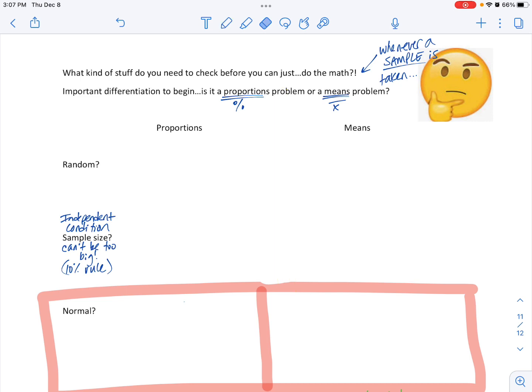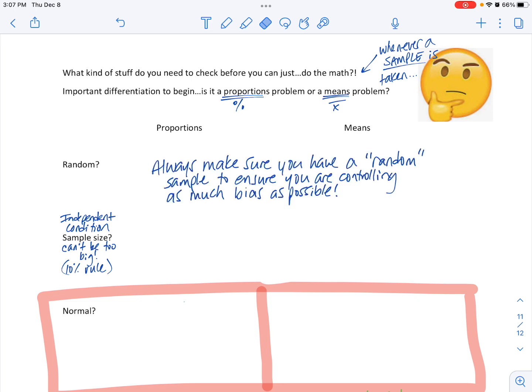But anyways, what I have is we need to first check to make sure it's random. Okay, always make sure whether it is a proportions problem or a means problem, no matter what, we have to make sure we have a random sample. We got to control for as much bias as possible. We talked about the issues if you were to take a sample using a convenience sample.